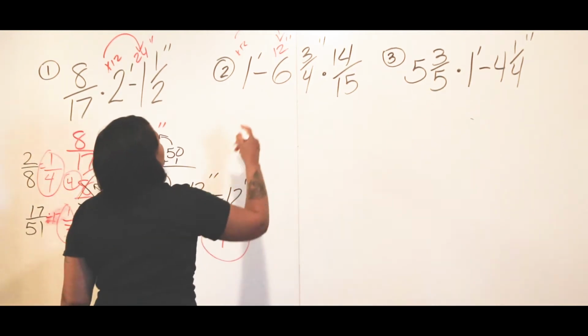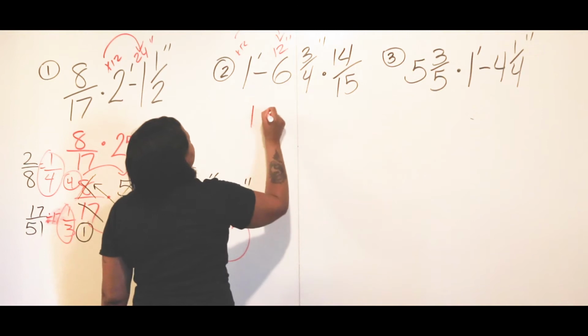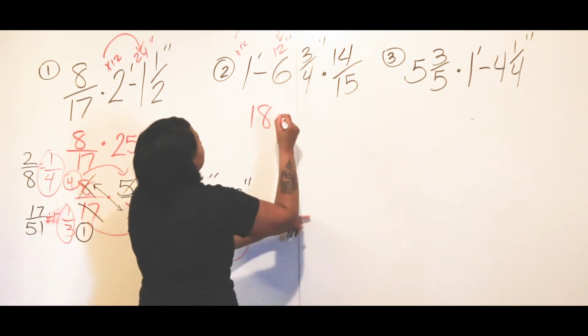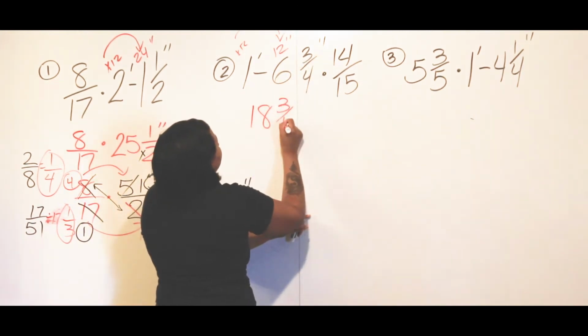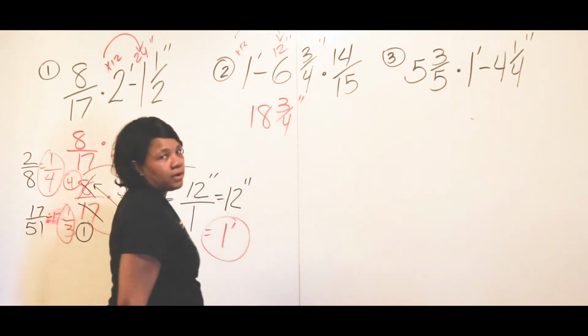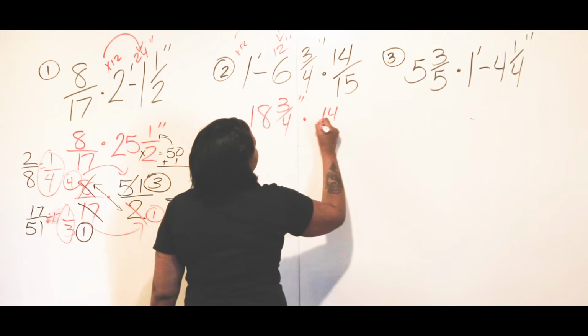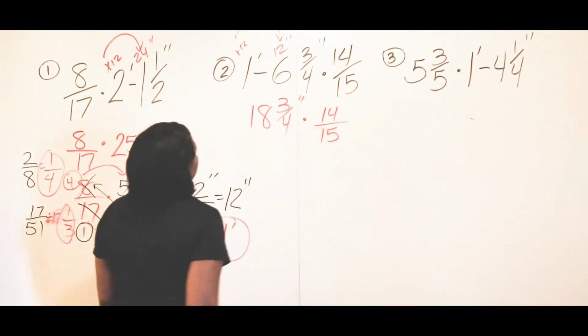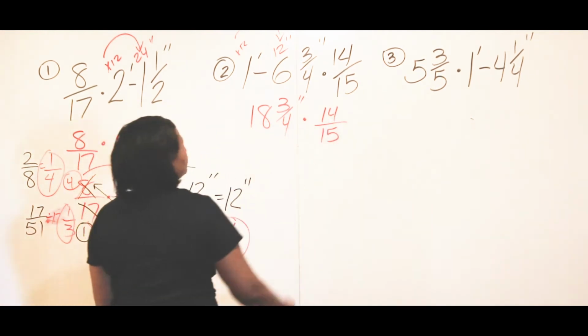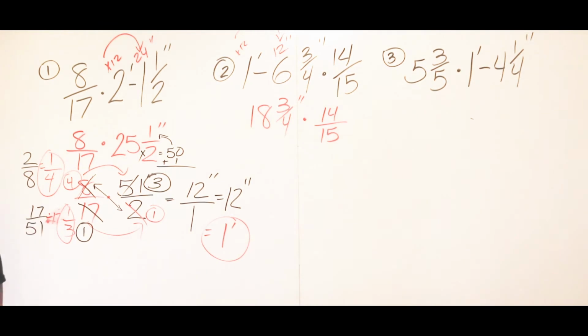So, yep, 12 plus 6, we got 18. And now we have a mixed number of 18 3/4 inches. Right? So now, we don't need to do anything with this 14/15, so it's going to stay the same. You notice there's not a measurement here because we never multiply measurement times a measurement. So now we need to take this mixed number and turn it to an improper fraction, so we can do the next step, which is cross-reducing.